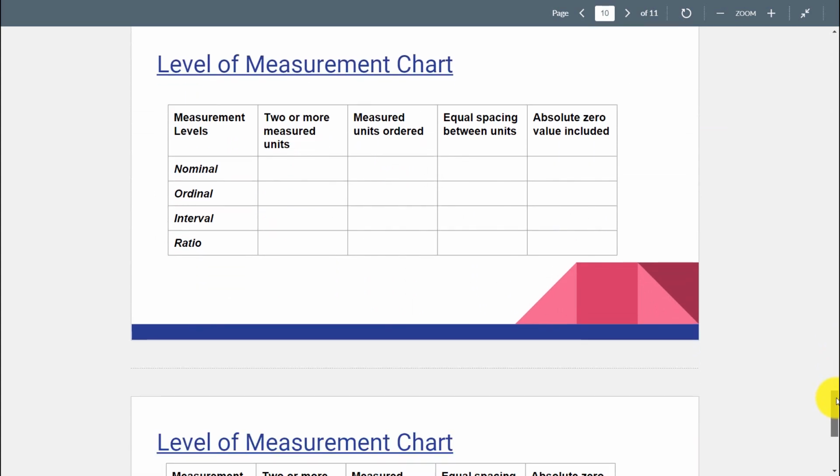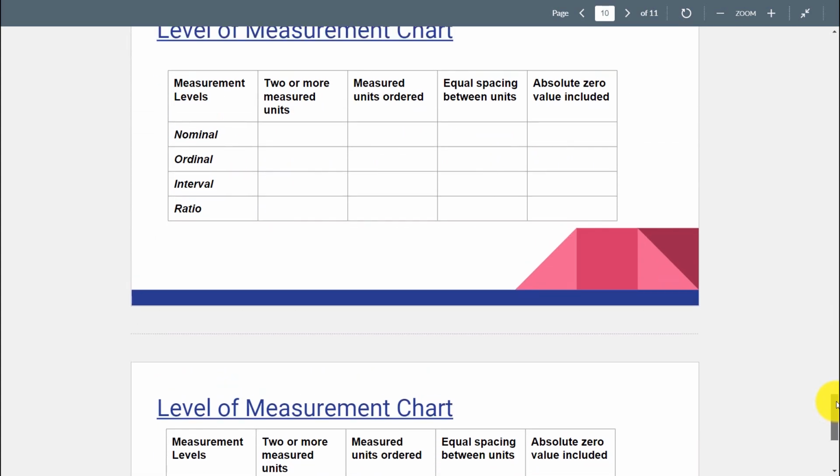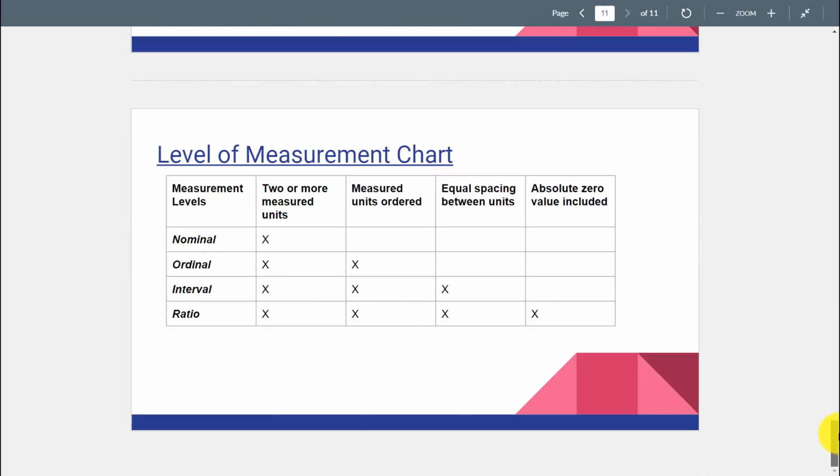So to sum this up, I gave a little chart here, which is helpful, hopefully, is what I mean to say. Okay, and again, you can see that nominal includes 2 or more measured units. Okay, measured units are ordered. Okay, and you can see that ratio includes all of these categories together. So ratio is the most complex. Ratio is the most sophisticated of them.